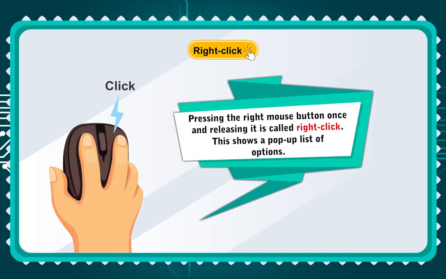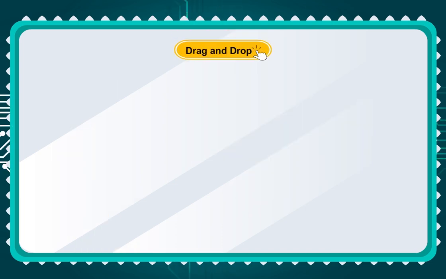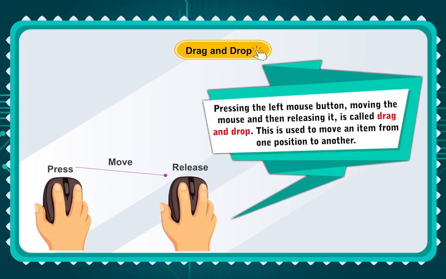Right click. Pressing the right mouse button once and releasing it is called right click. This shows a pop-up list of options. Drag and drop. Pressing the left mouse button, moving the mouse and then releasing it is called drag and drop. This is used to move an item from one position to another.